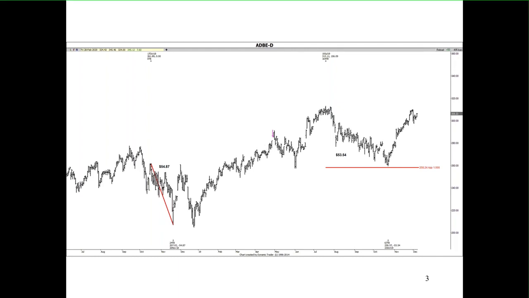Now, let me just grab my arrows real quick. Okay, so we're going to start with one of the symmetry projections that I used to identify this area of support. One of them came from comparing swings in the same direction, and I do that with all of the swings, but in this case, I'm just showing you an example. So if we have a prior high to low swing that was $54.87, and that being projected from the recent high gave us possible support at 258.24. Okay, and notice that these swings were similar because you have 54.87 versus 53.54. So that was one of the price relationships.